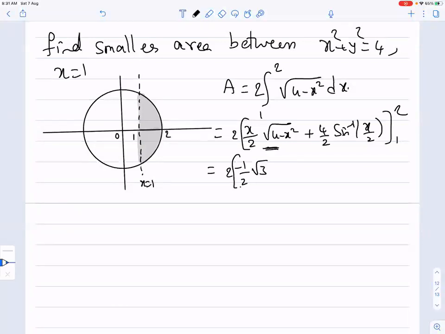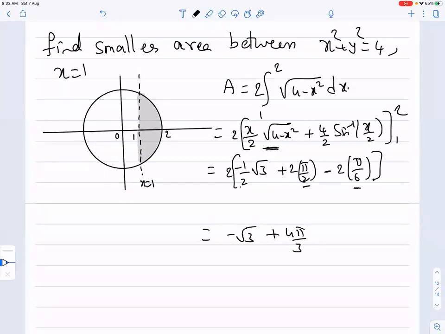Now in the next one, when I substitute 2, that is 2 times sine inverse 1, which is pi by 2. Minus, when I substitute 1, 2 times sine inverse half, which is pi by 6. So we are getting minus root 3 plus 2 times, actually 4 times, 90 minus 6, that is 30, which is what, 60. So plus 4 pi by 3. Correct, students? Students, did you understand? Yes. Please write it down.